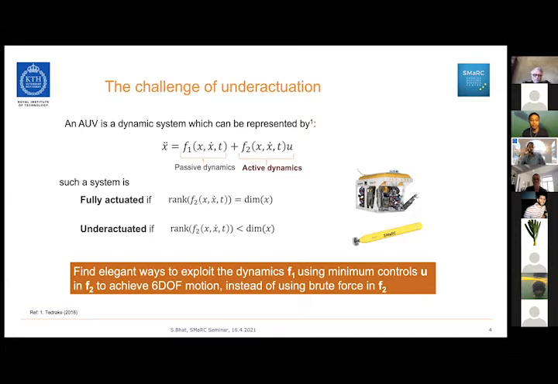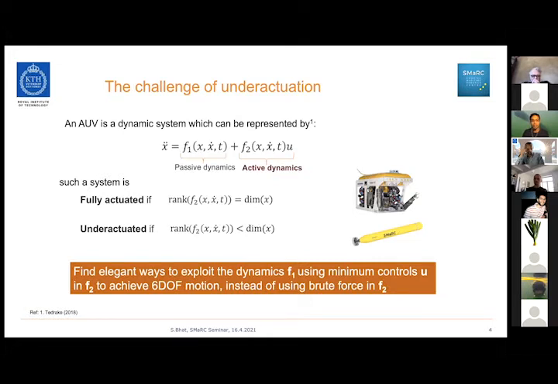Such a system is fully actuated if the rank of this f2 function is the same as the dimension of the state vector x. This means that we have as many independent controls as we have degrees of freedom, and we can influence each degree of freedom with one specific control. The same system can be underactuated if the rank of this f2 function is less than the dimension of x. This means that we don't have independent controls for every degree of freedom. If we consider these ROVs, usually they're either fully actuated or in some cases even over-actuated. While for something like SAM or one of our torpedo-shaped robots, they're usually under-actuated, quite heavily under-actuated as well.